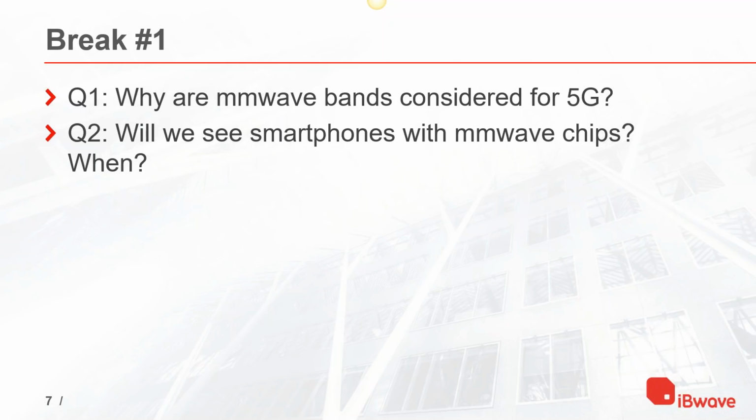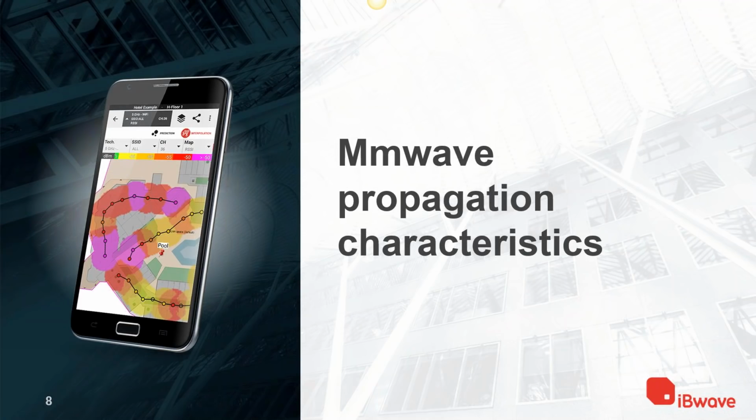So obviously, large chip manufacturers are working on it. Qualcomm has just announced that breakthrough, and so we are hopeful that we will see smartphones with millimeter wave chips in the first half of next year. Back to you, Amna. Thank you. See if we have another question, or we can go to the next topic.